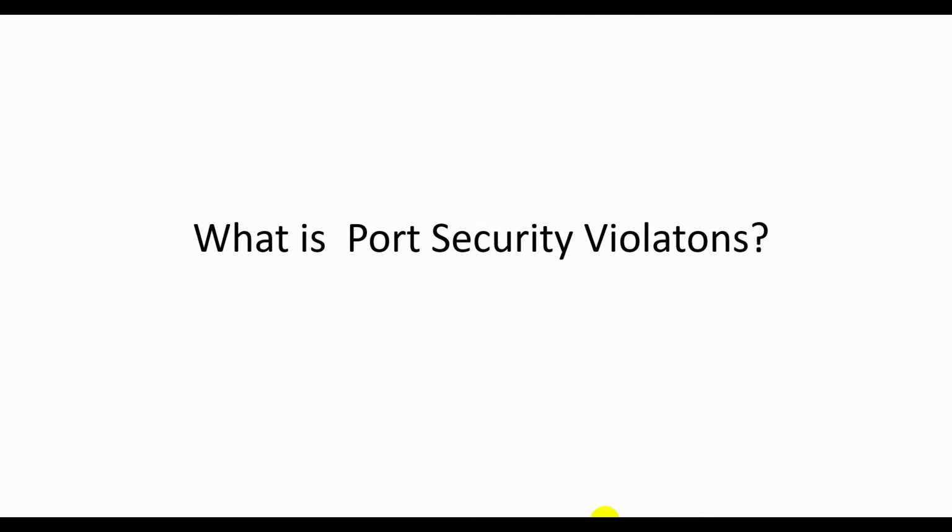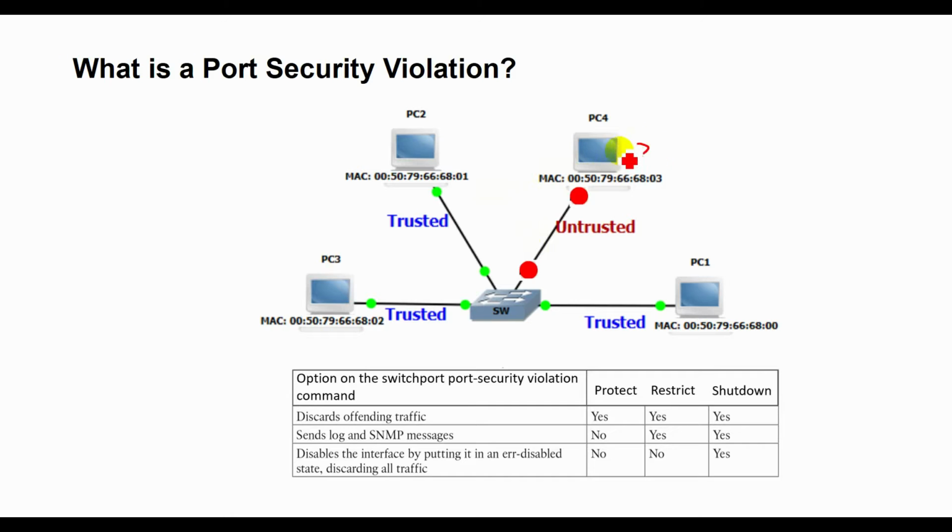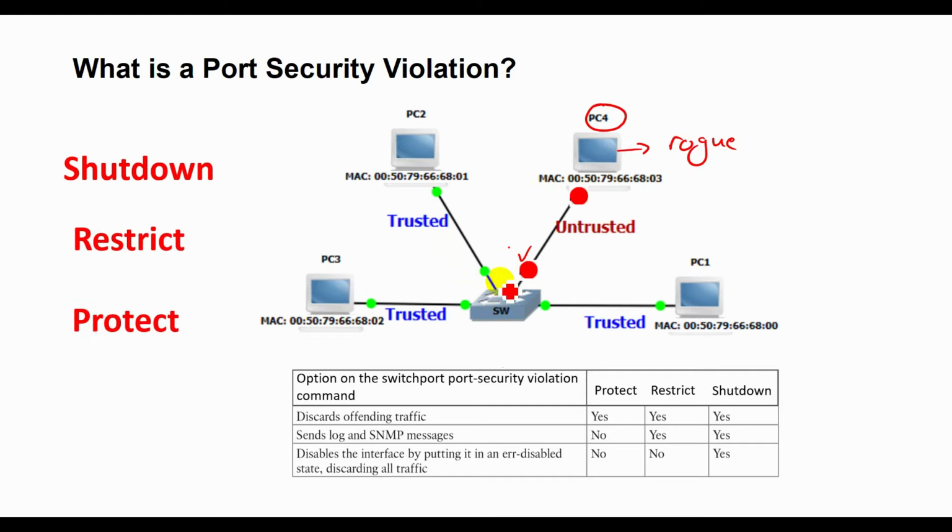What is a port security violation? When a rogue host tries to connect to the switch port on which port security is enabled, a port security violation occurs. In simpler words, a host that is not allowed to access that port but still tries to connect to the port or sends a frame to that port causes a violation. The violation mode defines how port security should react and how a port will behave when a violation occurs. There are three violation modes: shutdown mode, restrict mode, and protect mode.